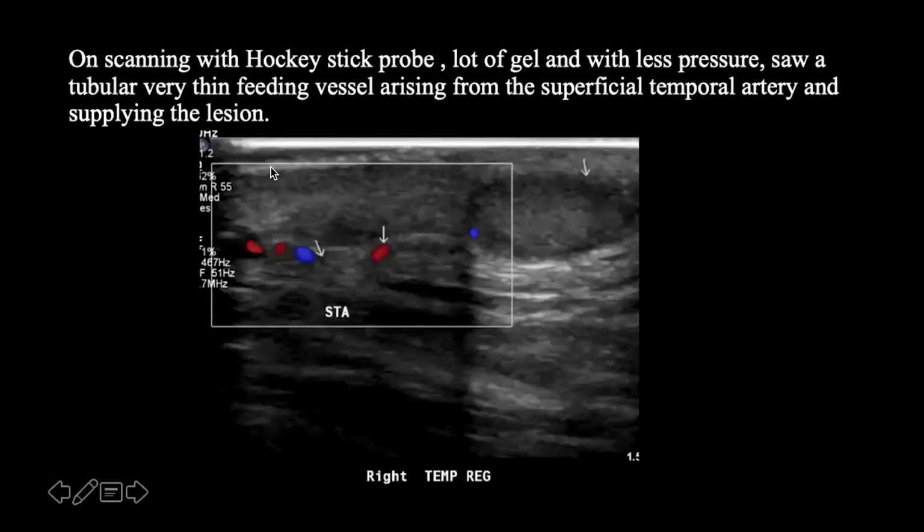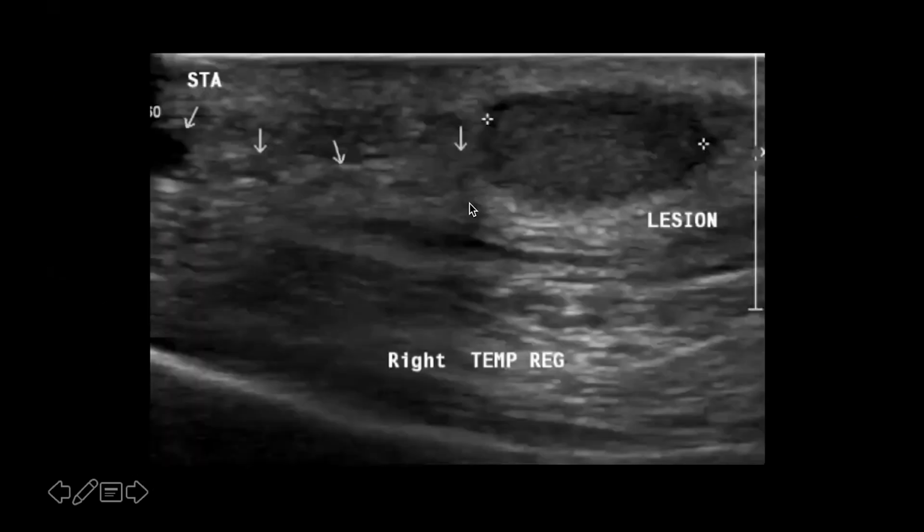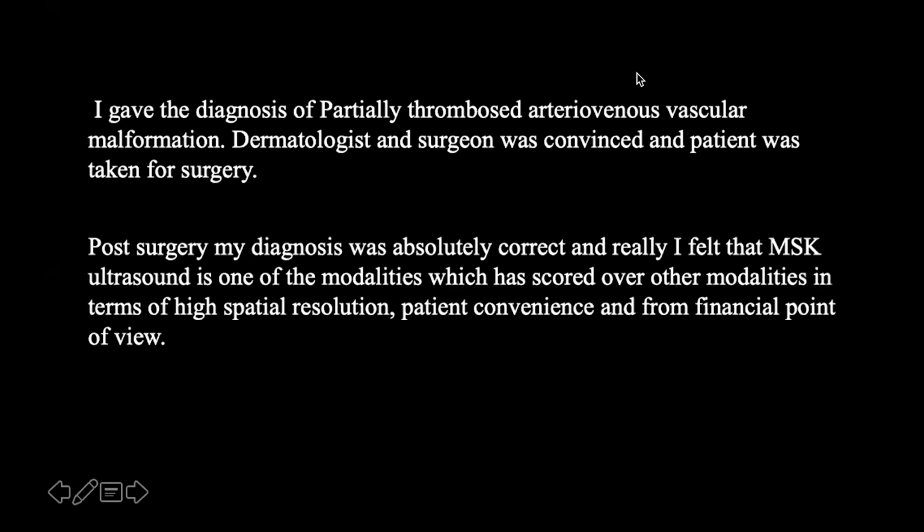So when I put the color, it is like this. Again, with a lot of gel and very less pressure, I could see a small, very thin feeding artery, which is again coming from the superficial temporal artery and was reaching this lesion. As you all can see, this is the artery which is reaching the lesion. So my final diagnosis was a partially thrombosed arteriovenous vascular malformation.